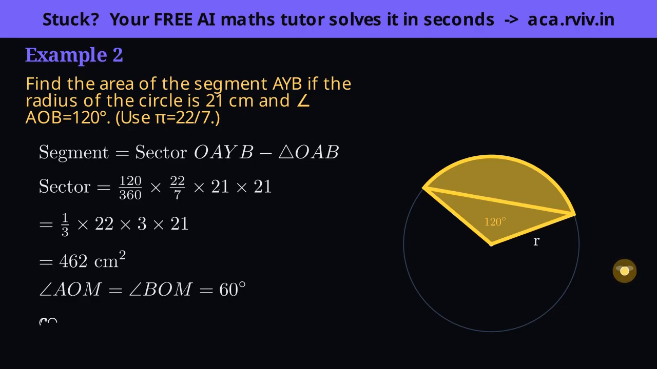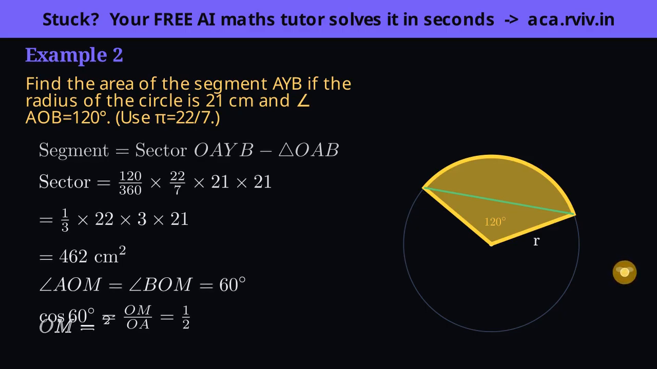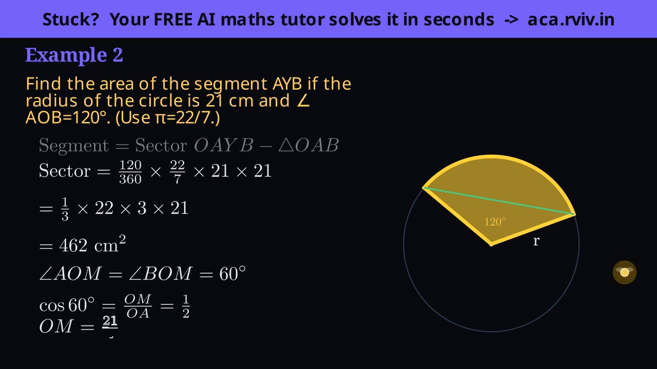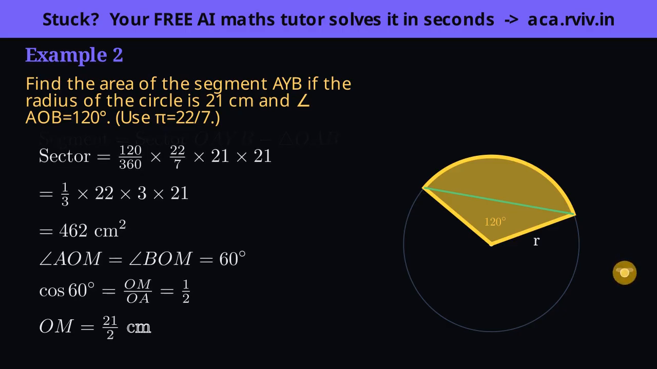Now work in one of those right triangles, OMA. The height OM sits next to the 60-degree angle, and the radius OA is the hypotenuse, so cosine, adjacent over hypotenuse, links them. Cosine of 60 is 1/2. So OM, our height, is half the radius, half of 21. That's why the perpendicular was worth drawing. It turned the height into simple trig.